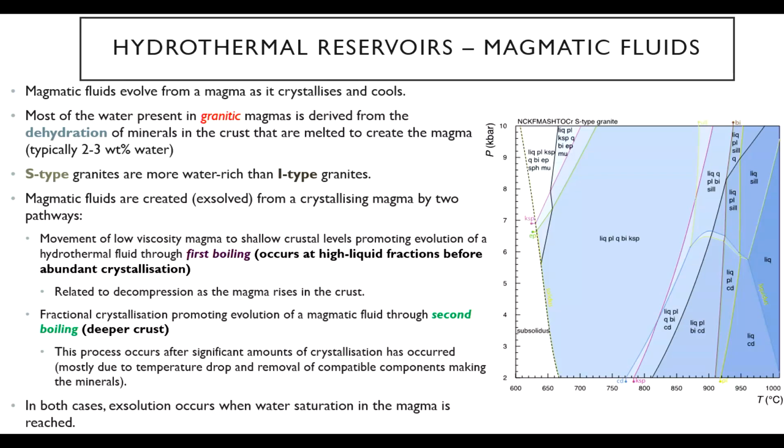Hydrothermal, so I'll go into this one, but we're fairly comfortable that different magmas are going to have different amounts of water. Subduction zones are more hydrous than mid-ocean ridge. Potentially S-type granites might be more water-rich than I-type granites, but that's a broad generalisation. But the main point is that fluids released from a magma can occur by two main processes, and they might be referred to as first boiling and second boiling.